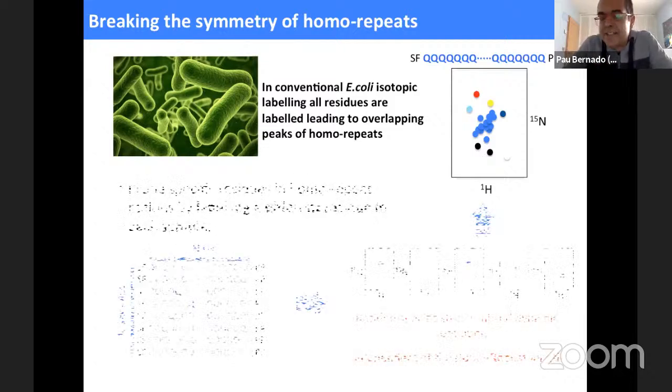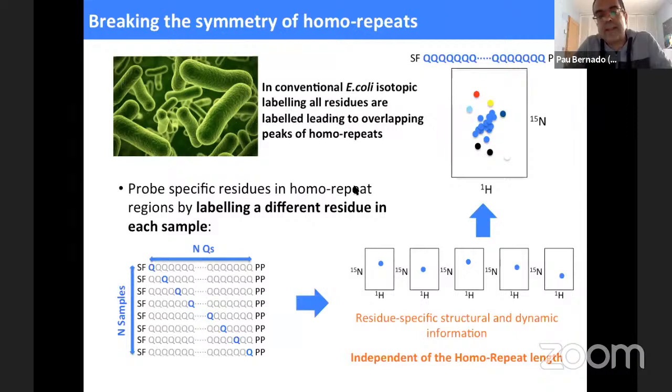It would be much nicer if we could label only a single, individual glutamine under control, because this will give us very simplified NMR spectra for which we can get the assignment and the structural information residue by residue, but also will be independent of the homo-repeat length, okay? So this will be perfect. In the next slide, I will explain how we have done that. It took us some years to do this.